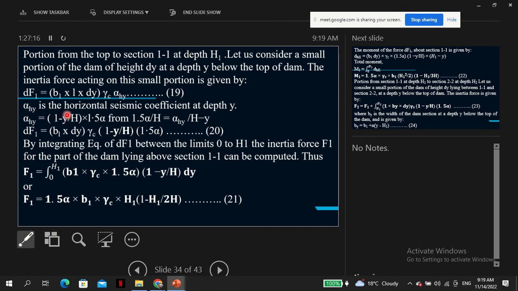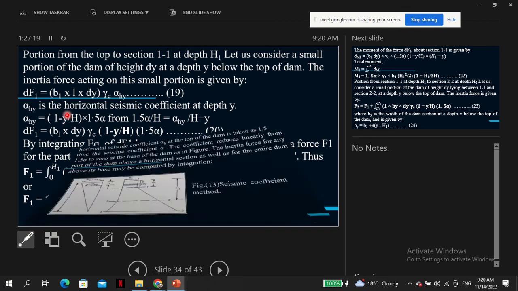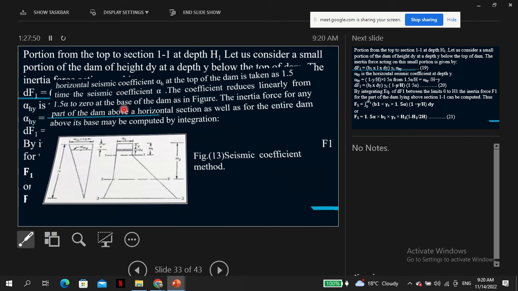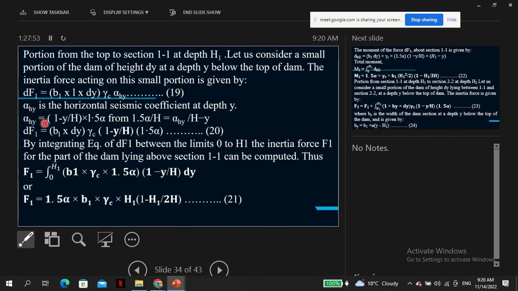Okay, we can substitute here because this is from similarity and congruency. You have learned this. If you compare this, here alpha h is 1.5 alpha, and here it is 0, and the height is h. So by similarity and congruency, you can get alpha h at y in terms of h and alpha, 1.5 alpha. That's what we are doing here, and then you can substitute back in question 19.